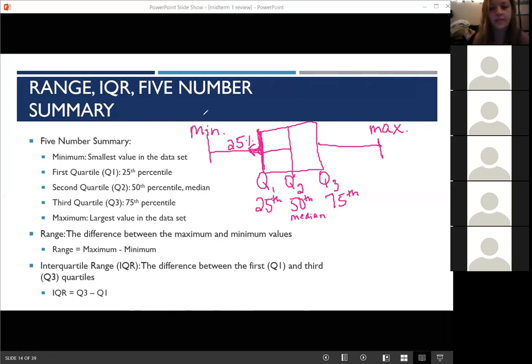Our range is just going to be our maximum minus our minimum. And we talked about the IQR. This is going to be our area within here. So it's the same thing as a range, except it's within the quartiles. That's why it's called the interquartile range. That's where that comes from.